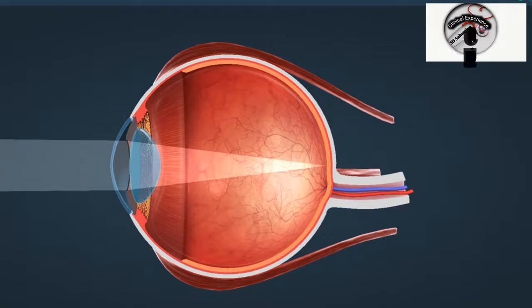The outermost is the sclera, a very durable layer of connective tissue, which continues in the transparent cornea. This is where light entering the eye is refracted by the greatest angle.